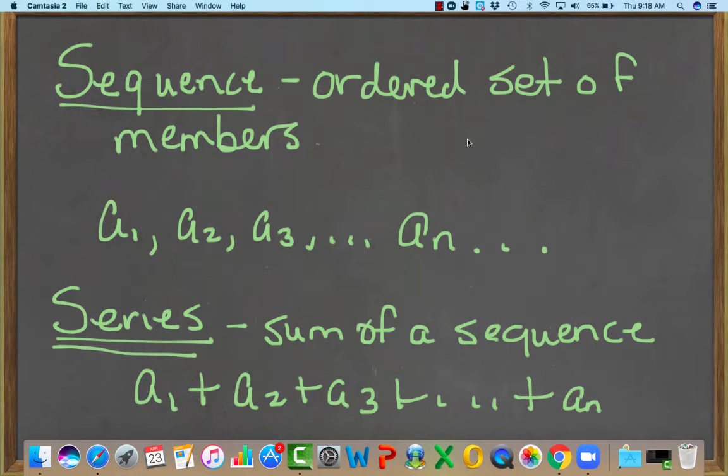And a series is where you just take a sequence and you add all the terms up. So we would have a sub 1 plus a sub 2 plus a sub 3 and so on out to a sub n, or again, you could keep adding up all of the terms and get an infinite series where you would add up an infinite number of terms.